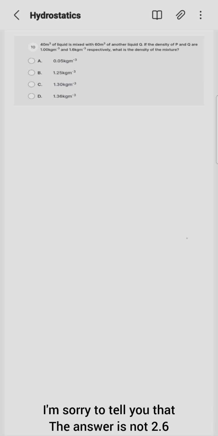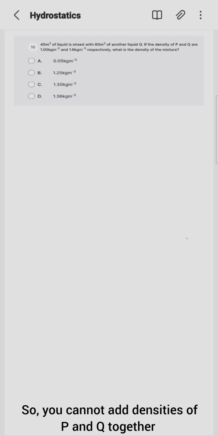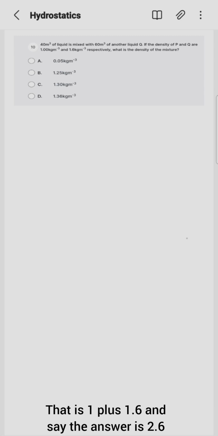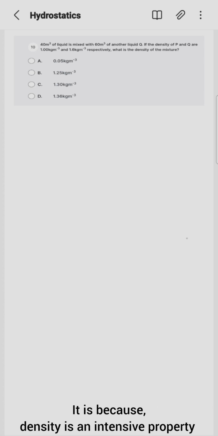Now, I'm sorry to tell you that the answer is not 2.6. There's not even 2.6 in the options, so definitely that's not correct. You cannot add the densities of P and Q together, that is 1 plus 1.6, and say the answer is 2.6. You are going to get it wrong in that case. It is because density is an intensive property, alright?